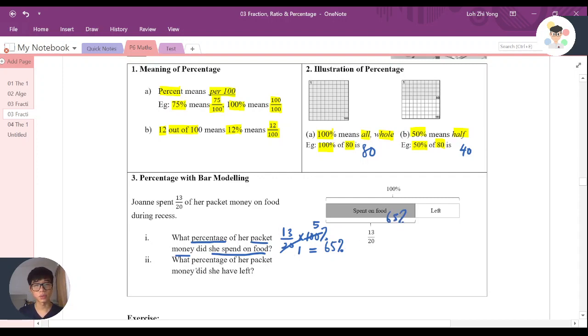And the next question asks, what percentage of her pocket money did she have left? And of course, I know the whole thing here is 100%, right? So I just use 100% minus 65%, which is equivalent to 35%. And this is basically the first three notes that I have for you for this video.